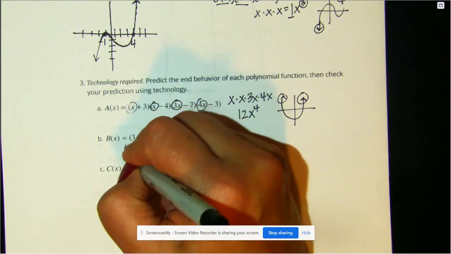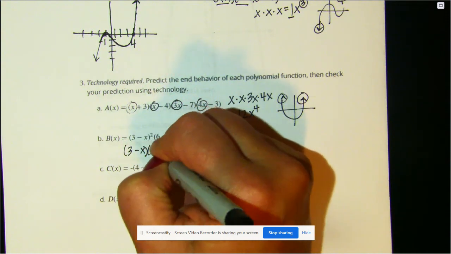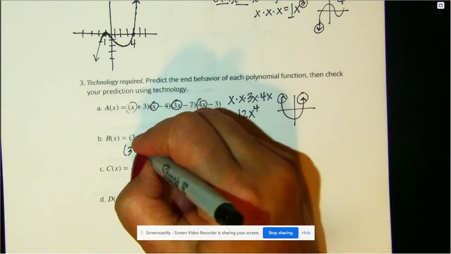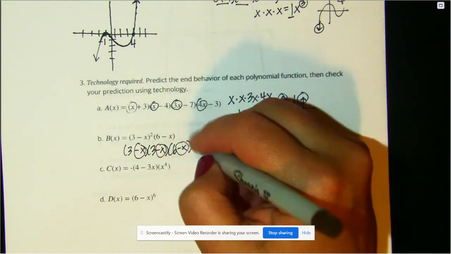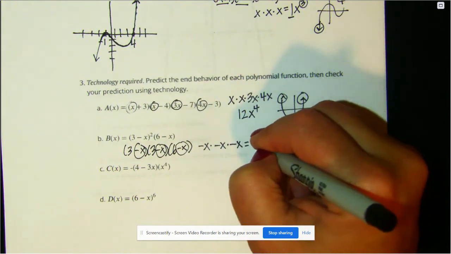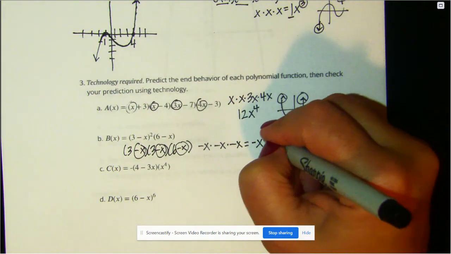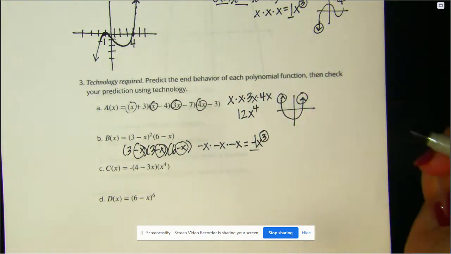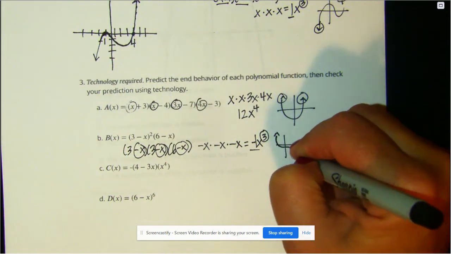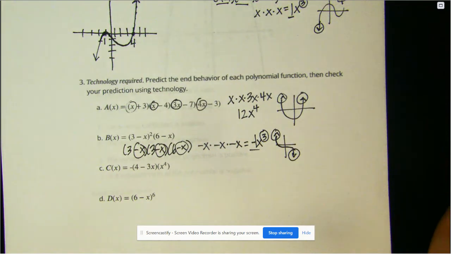This is (3 minus x) times (3 minus x) times (6 minus x). So look, we're going to multiply our x's. So it's negative x times negative x times negative x, which is negative x to the third. So that's an odd with a negative. So it's going up that way and down that way. I guess we could go type these in a minute.